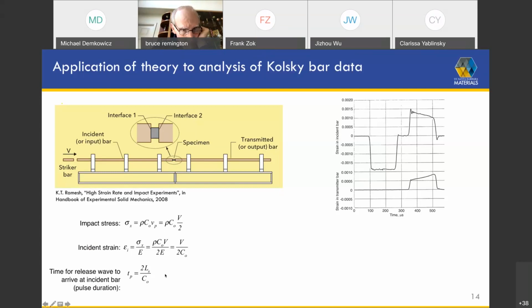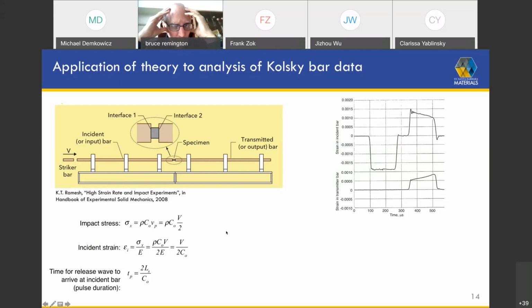And the time of the duration of the pulse is given by this equation. It's twice the length of the striker bar over C naught. This comes about, incidentally, from the time that it takes for the wave that's developed at the striker bar edge here to propagate backwards, reflect off this back face as a tensile wave, and come back to the front face. Okay? So it's the time that it takes for the wave to travel from here to here to here. And that's that time.